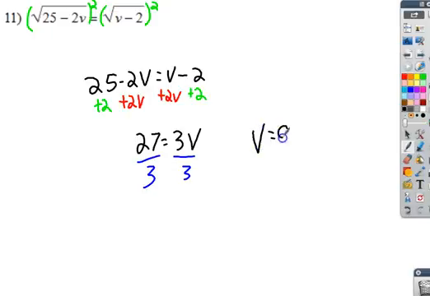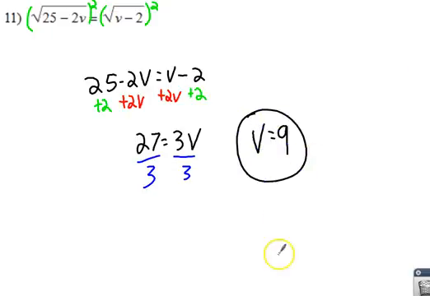That's going to get me v equal to 9. That's a correct answer. I can check that and figure out that it works. Moving on.